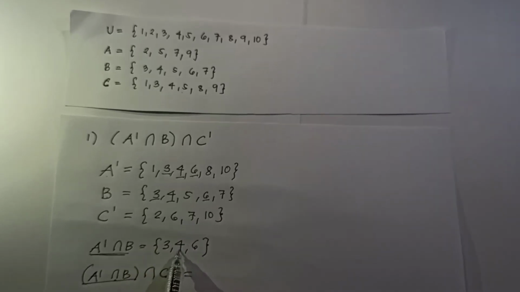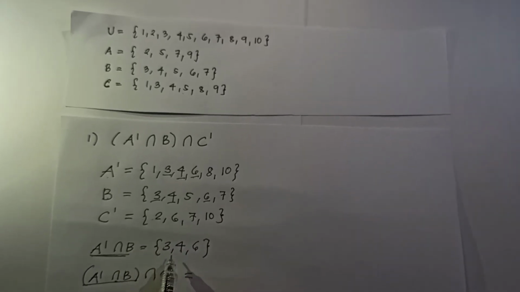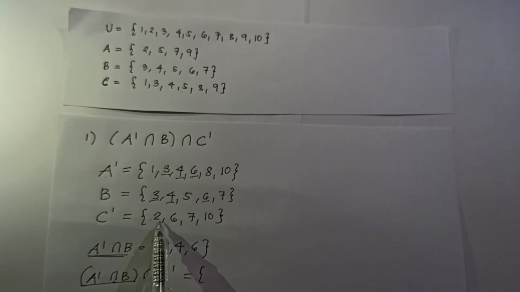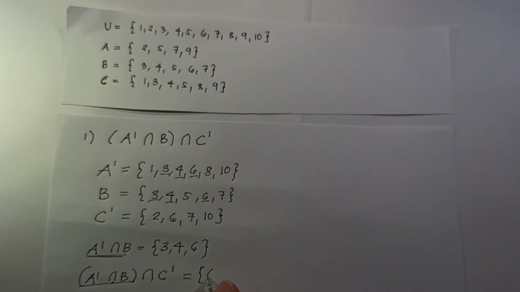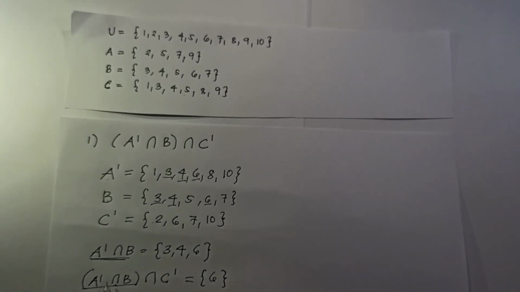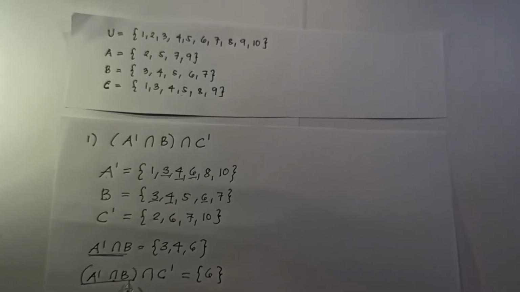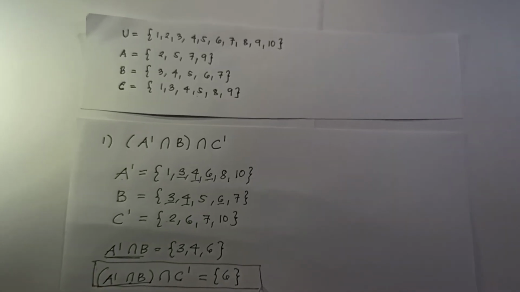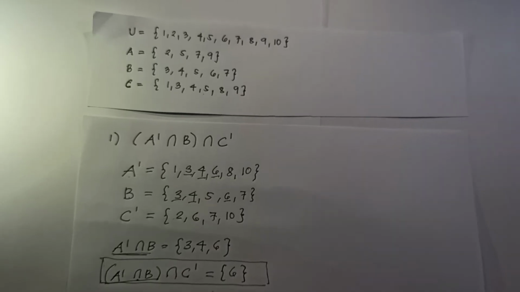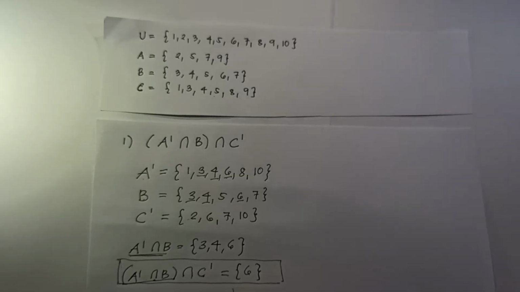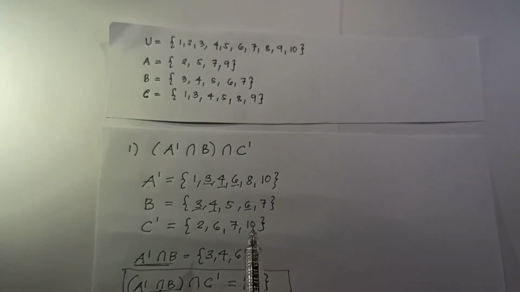So we're going to get the intersection between this. Okay, 2, wala, 6, meron. So therefore, only 6 is the intersection between A prime, intersection of B quantity, intersection of C prime. So therefore, the result of this is an element of 6. So this is the result of question number 1, A prime intersection of B quantity, intersection of C prime.